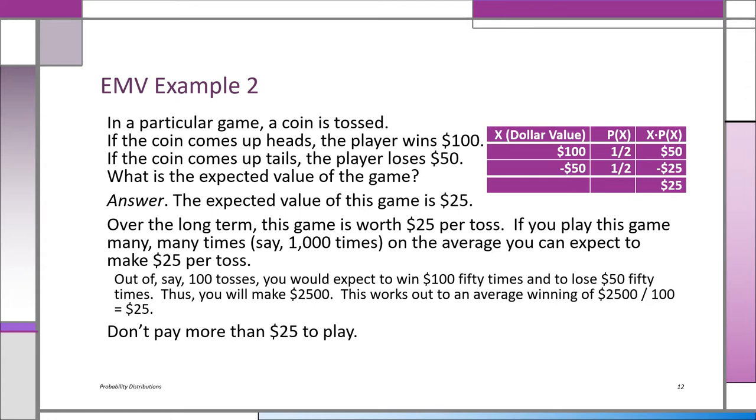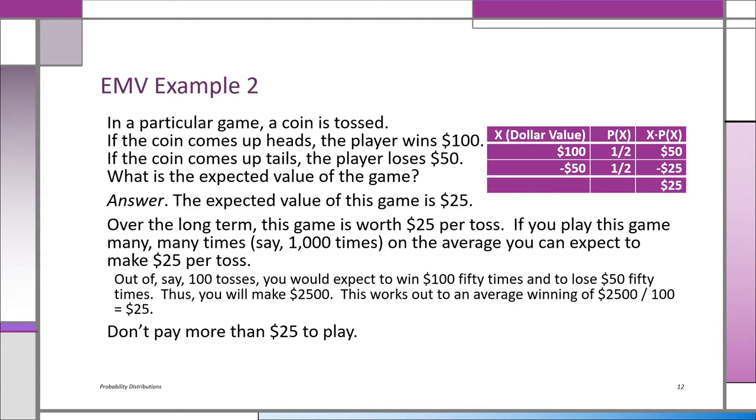Okay, why do we need to know what the expected value is? Well, maybe you have to pay to play. The answer is the expected value of the game is $25. How do you get expected value? The same way we got it before. The outcome times the probability. $100 times one half is $50. Negative $50 times one half is negative $25. You add those up and you get $25.